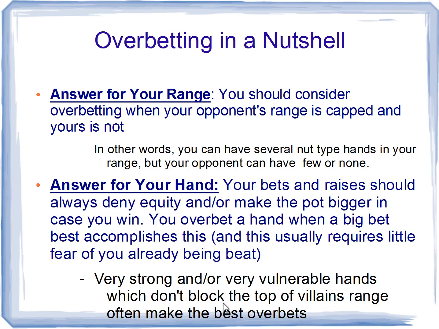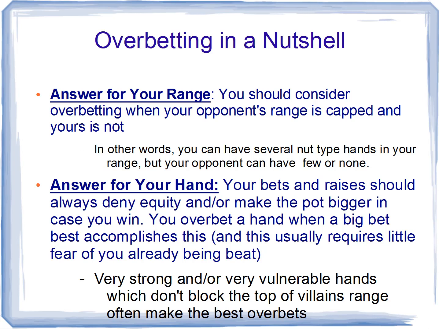And sorry, this should say at least for value. If we have a strong hand, we don't want to block the top of our opponent's range because we want them to call. So very strong or very vulnerable hands which don't block the top of villain's range often make the best overbets when we're overbetting for value.